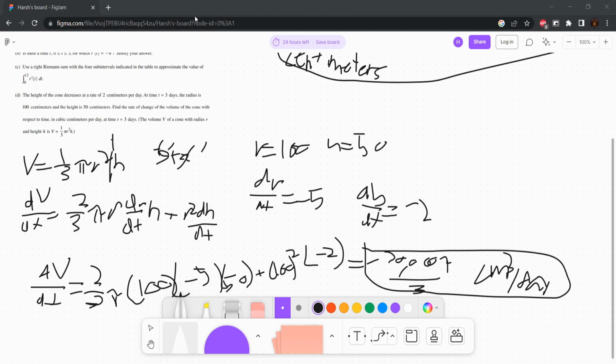And that's pretty much how you solve D, and that's how you solve number 4. So that's how you do number 4 on the FRQ non-calculator section.